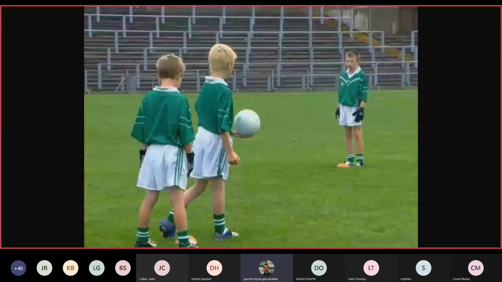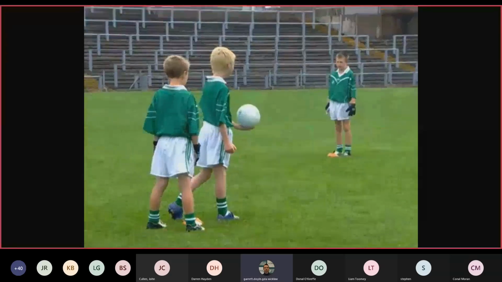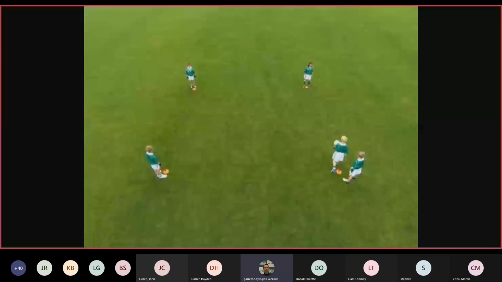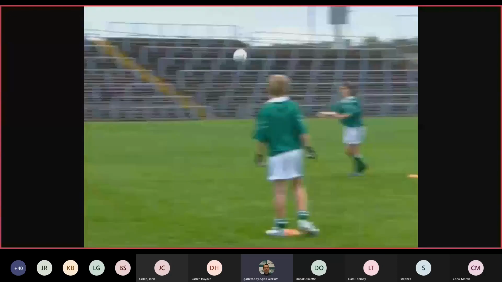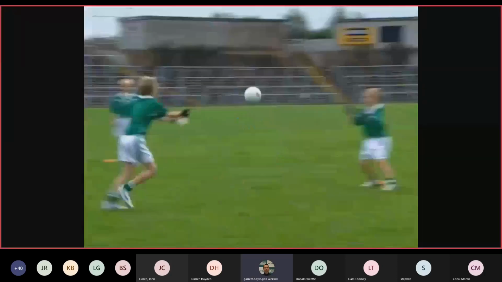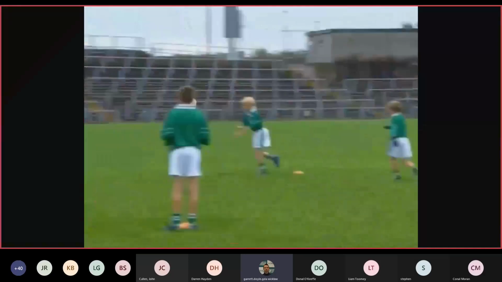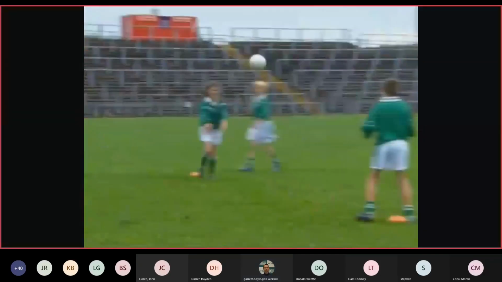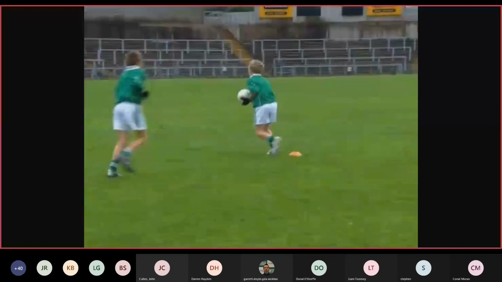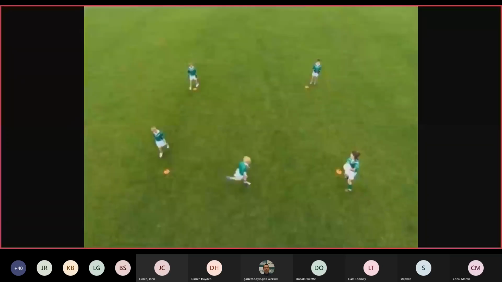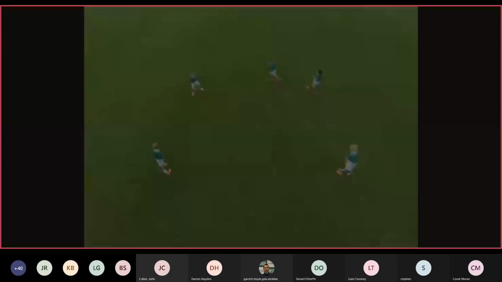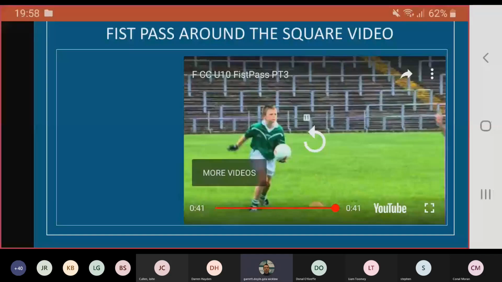So set up as a square, and it's to encourage, again, passing on the move. But it should be the player passing and also the receiver passing. And just look at this activity, see actually, are all the passes on the move to someone on the move? So I'd argue a lot of them were actually stationary, so very similar to the very first activity.